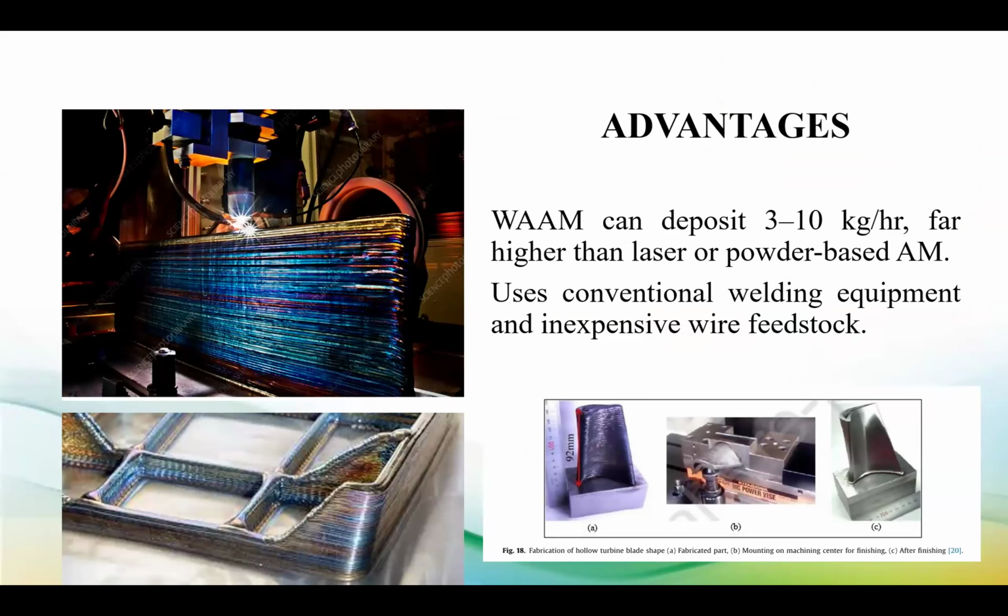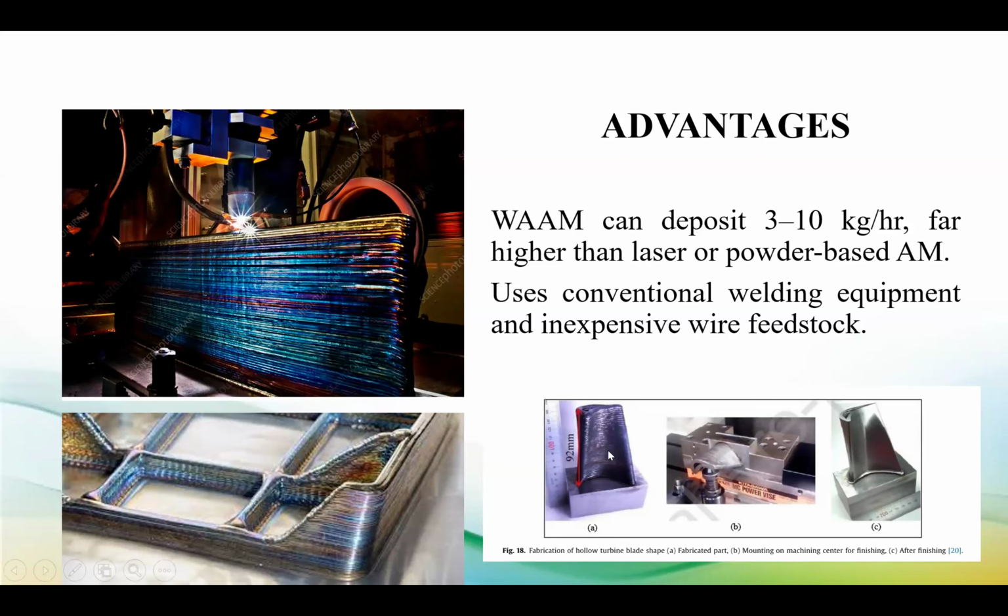As I already explained, a 3 to 10 kilogram per hour metal deposition rate is the major advantage of the WAM process, that is, the wire arc additive manufacturing process. The deposition rate or melting rate is very high compared to other processes. And these are examples of some real products made out of the WAM process.